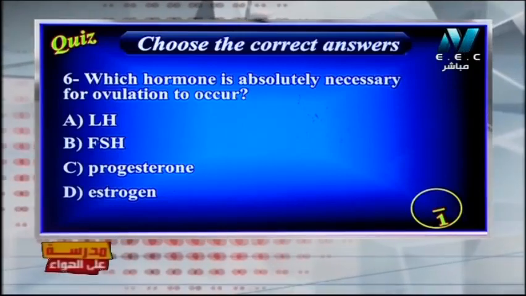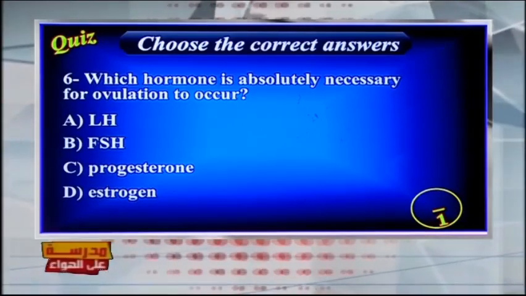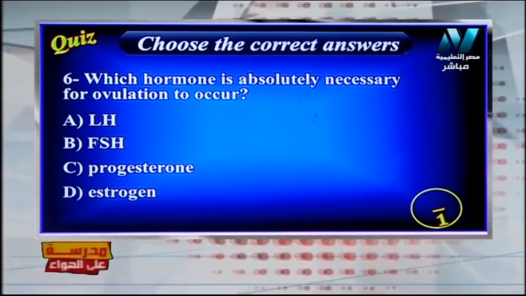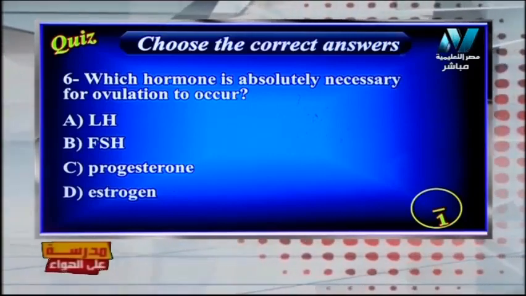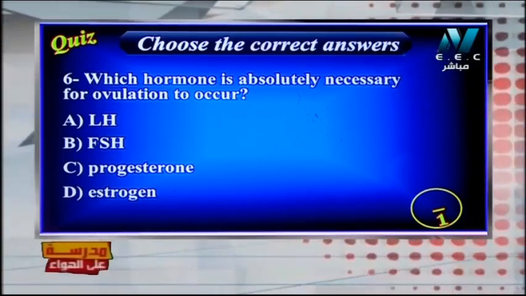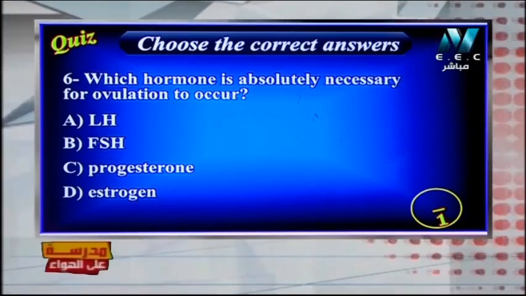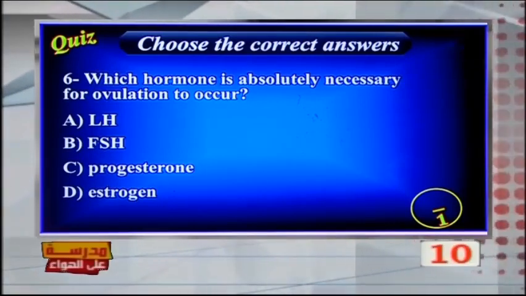Question number 6 says: which hormone is absolutely necessary for ovulation to occur? The choices are LH, FSH, progesterone, estrogen. 10 seconds for the right answer.